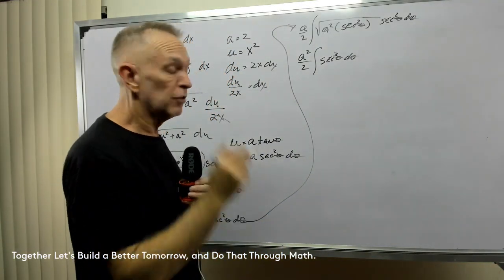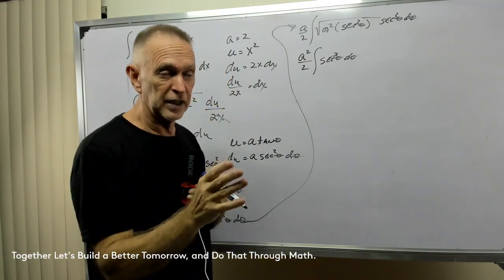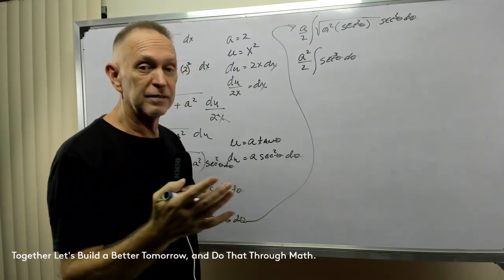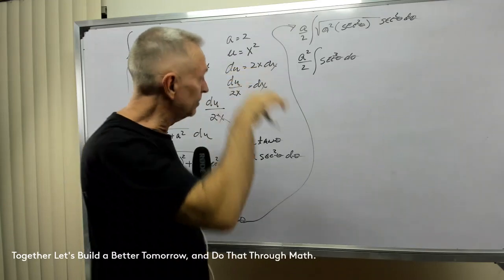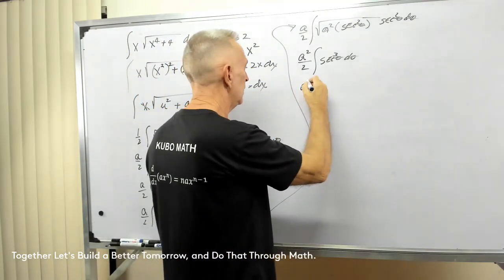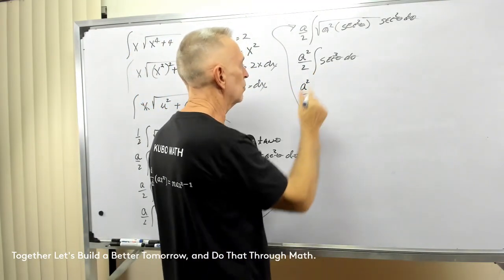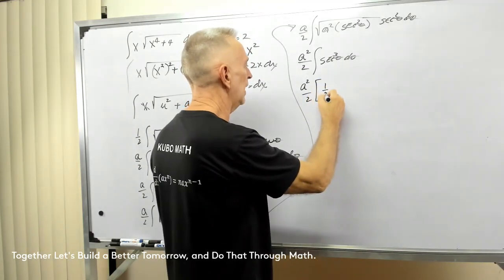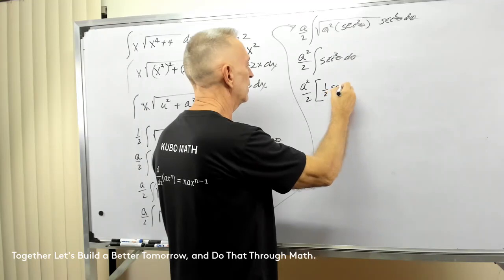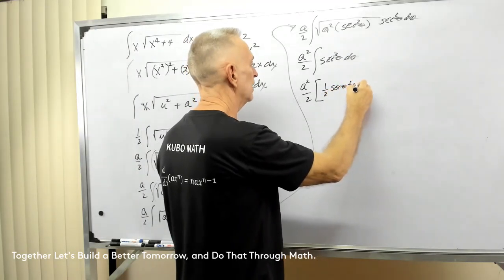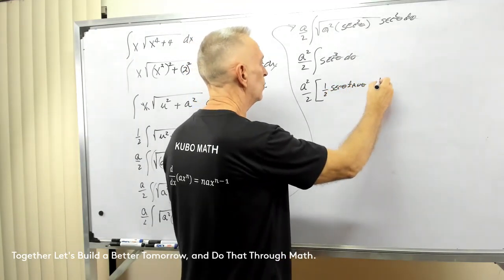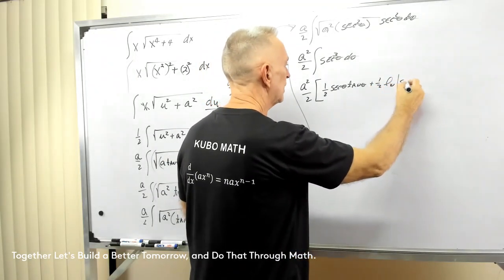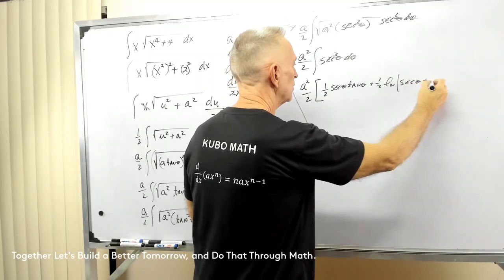Oh, you recall in a previous video we said the integral of secant cubed is one of these things we need to just put in our memory because it pops up from time to time. So a squared over 2, the integral of secant cubed theta is 1/2 secant theta tangent theta plus 1/2 the natural log of secant theta plus tangent theta.